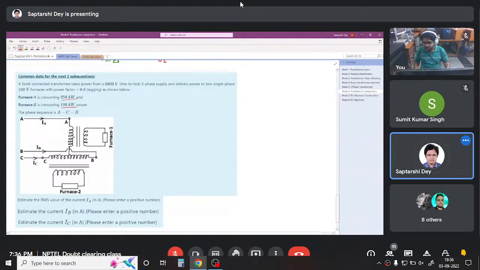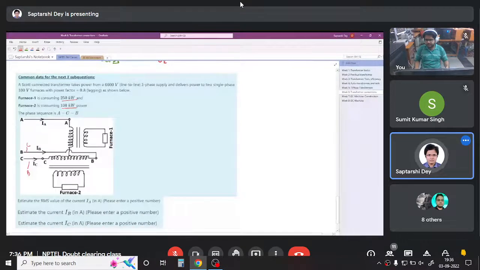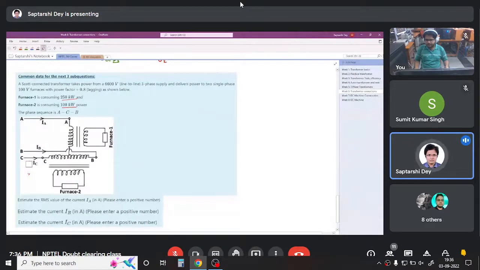Okay. So you see, in our case, we assumed a phase sequence of ABC, but this was our B, and this was our C, right? It hardly matters where is where. Ultimately, you are tapping something in half and connecting one in B, one other in C, so it doesn't matter where you are connecting what. The question is to estimate the RMS value of current in IA, IB, IC. Okay, so we will do that.